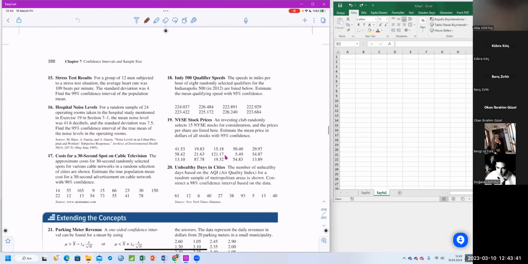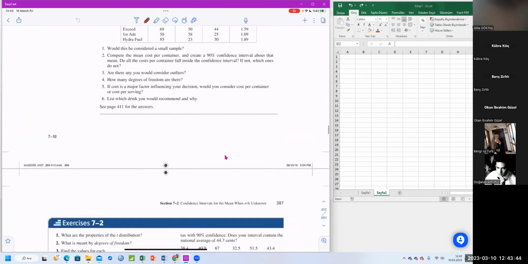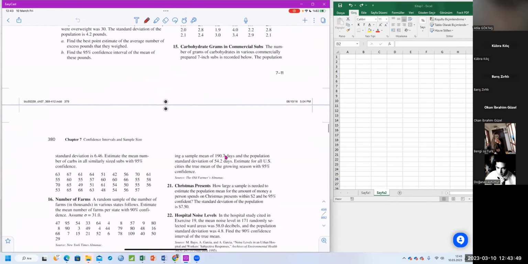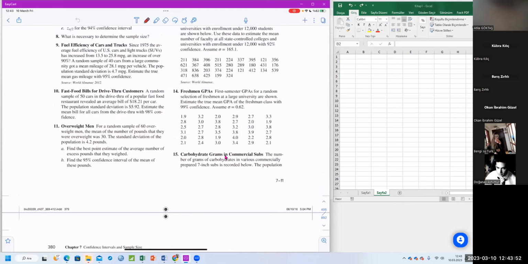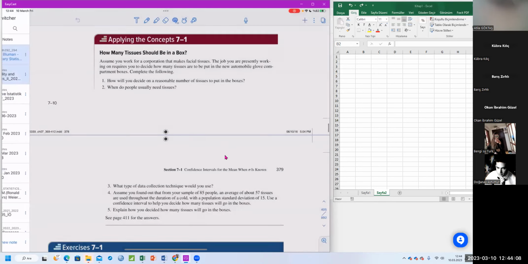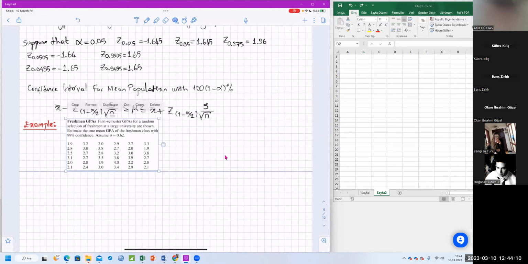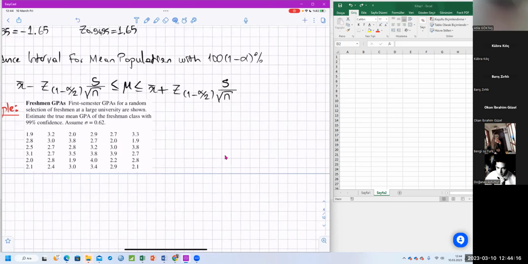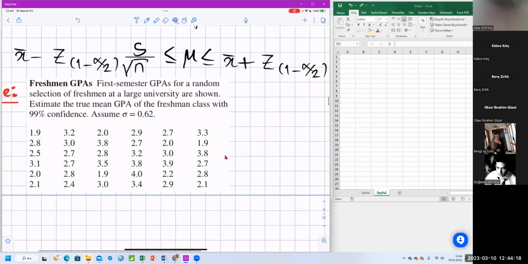Let me see. This one. Yeah, there you go. Number 14, I'm going to copy it. Okay. I paste it right here. So there you go, that's the example. I'm going to just zoom it.